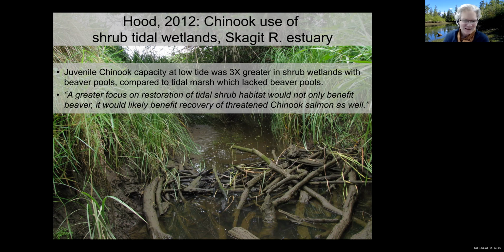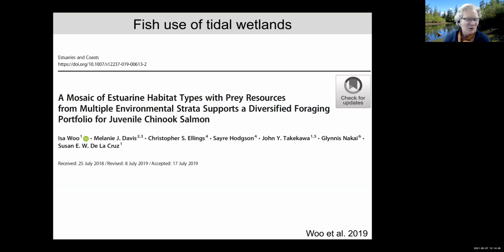And other work by Iisa Wu and colleagues in the Nisqually River Delta in Puget Sound found that a mosaic of habitat types provided abundant and diverse prey resources, which in turn support a diverse life history portfolio for the young salmon moving through these systems.